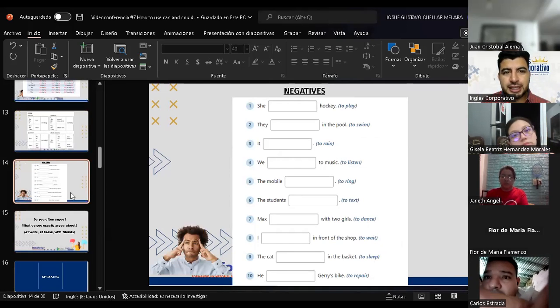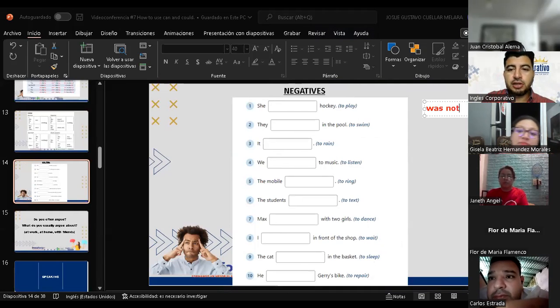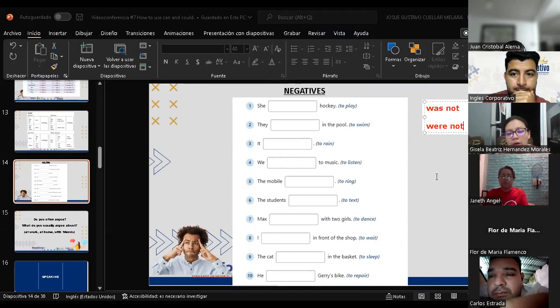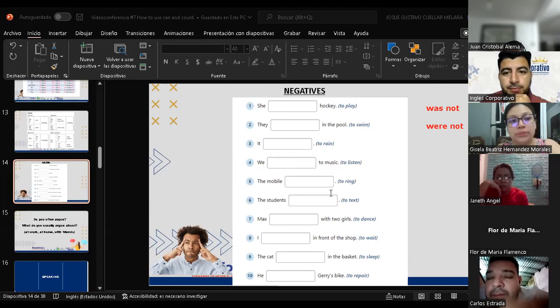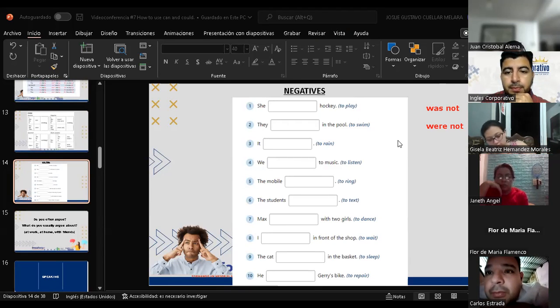We're going to use this, but we're going to use negatives. ¿Cómo se usan las negativas? Vamos a poner was not o vamos a utilizar were not, más el verbo en ing. ¿Ok? Depende de ustedes cuál utilizamos. Comenzamos ahora con Carlos. And then we go with Saúl. ¿Ok, Carlos? What number? Ok, number one.